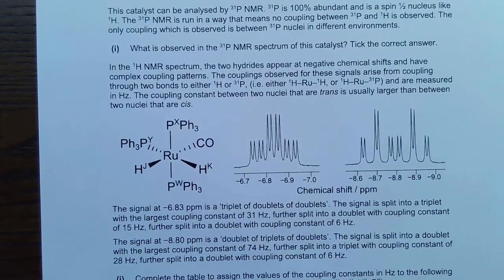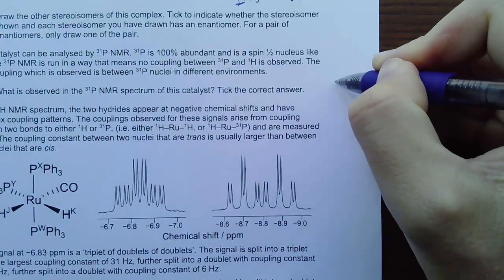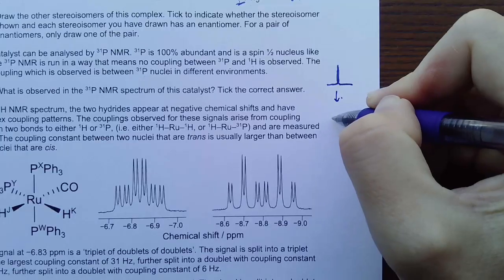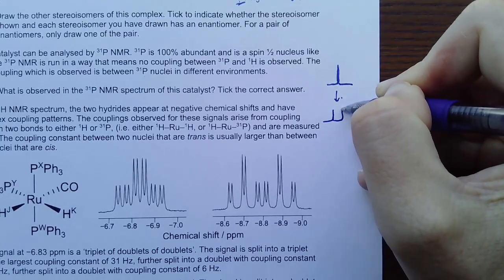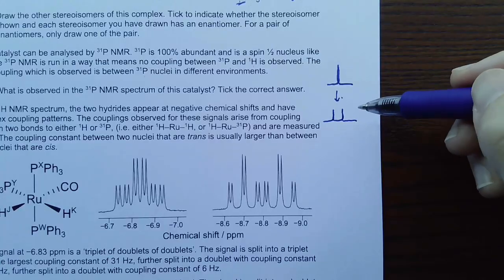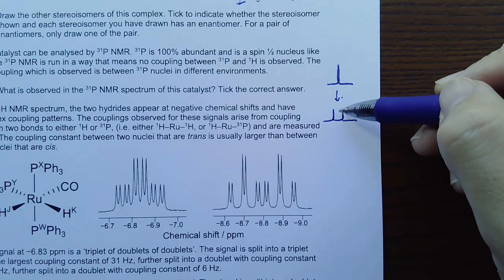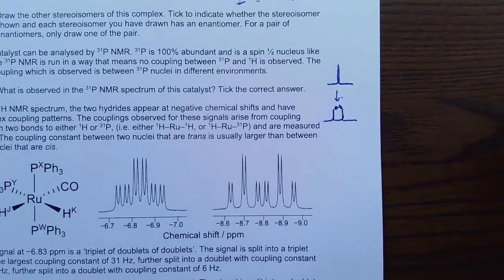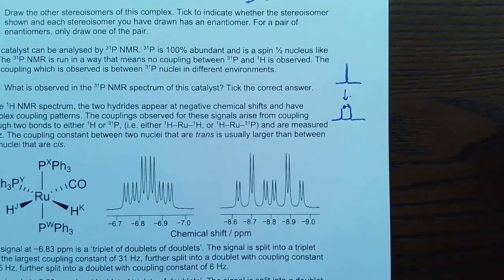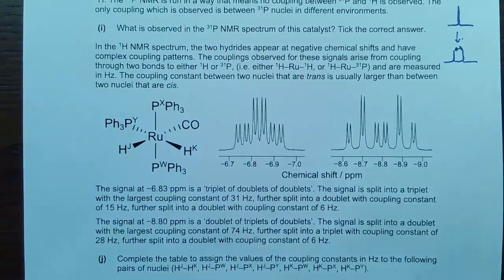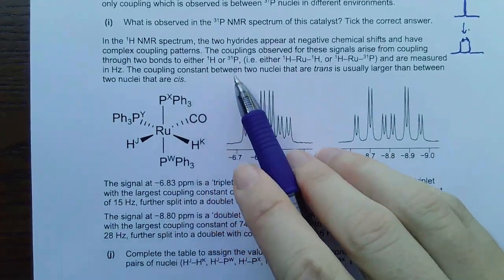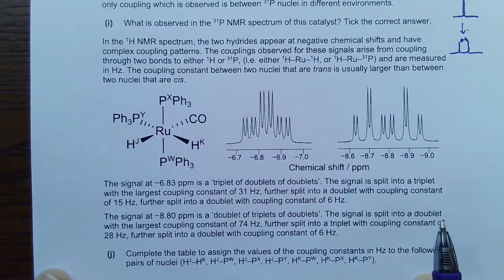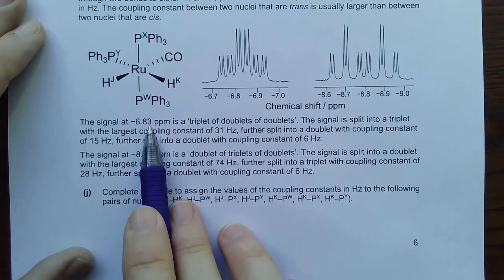So in other words, if I have a signal in a low resolution NMR, but then when I do the high resolution, you find out that it actually splits into a doublet. What we have is the coupling constant, which is to do with the size of the gap between the 2 signals, and it's measured in hertz. The coupling constant between 2 nuclei that are trans is usually larger than between 2 nuclei that are cis.